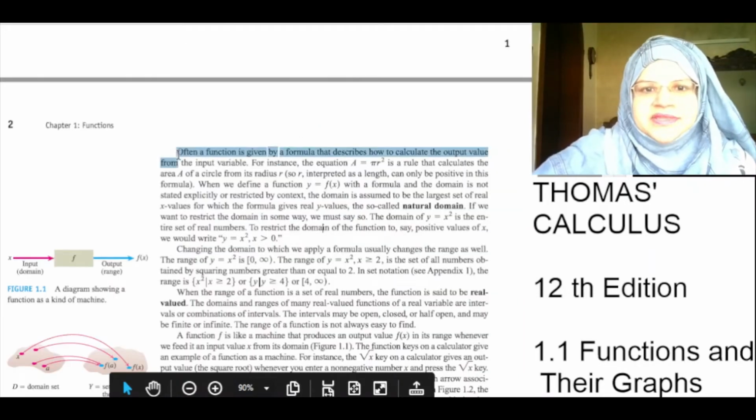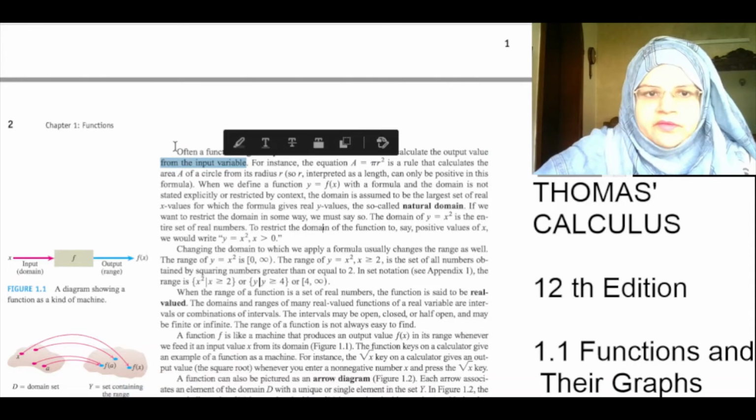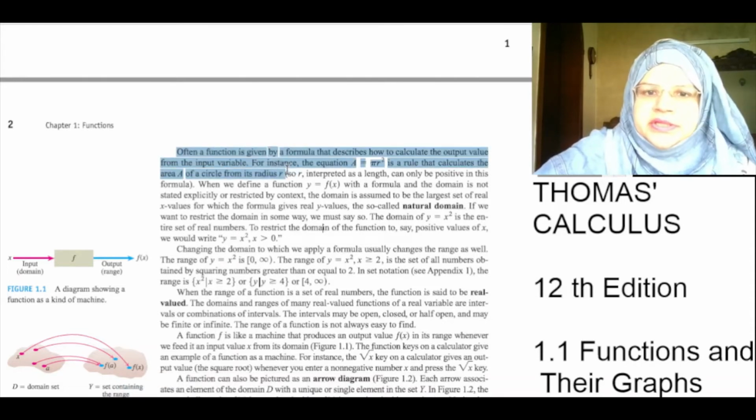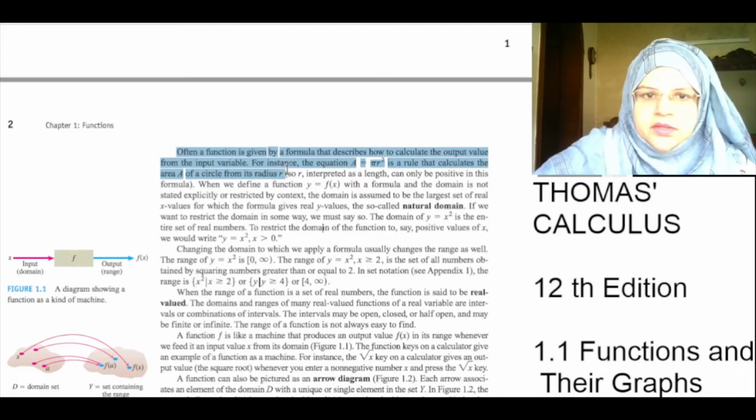Often a function is given by a formula that describes how to calculate the output value from the input variable. For instance, the equation A equals pi r squared is a rule that calculates the area A of a circle from its radius r. So r, interpreted as a length, can only be positive in this formula.